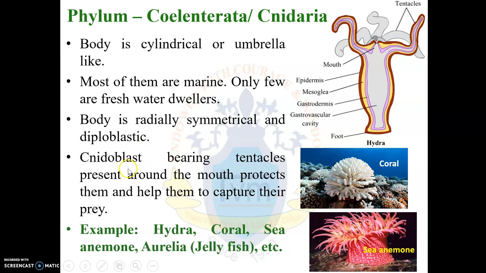Cnidoblast-bearing tentacles present around the mouth protect them and help them to capture their prey. As you can see over here in this picture, there are tentacles. So this protects them from other animals as well as helps them to capture their prey. Few more examples of Cnidaria are Hydra, Coral, Sea Anemone, Aurelia, that is also called jellyfish, etc.